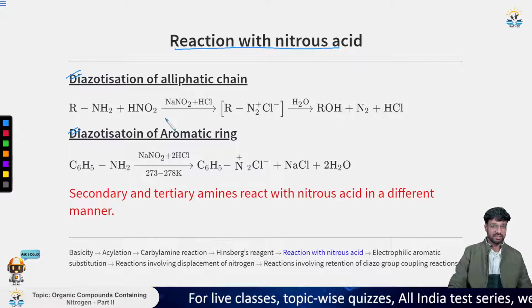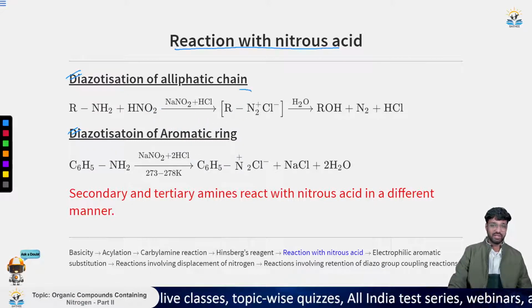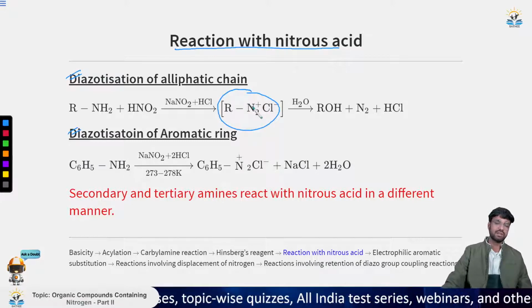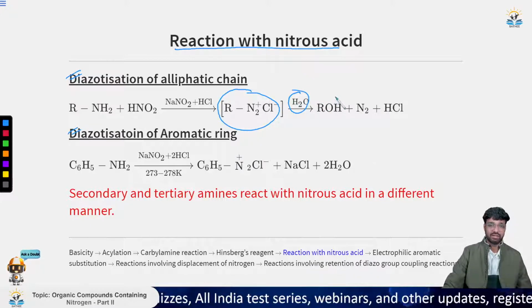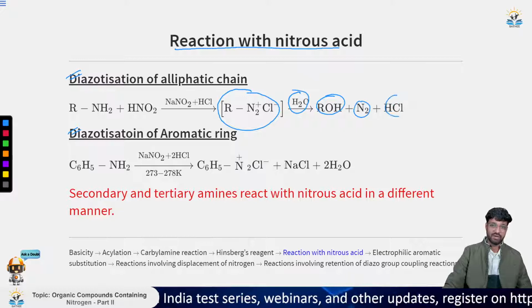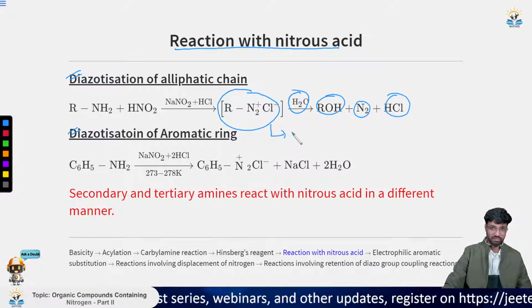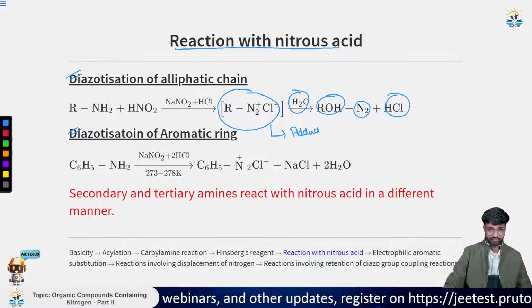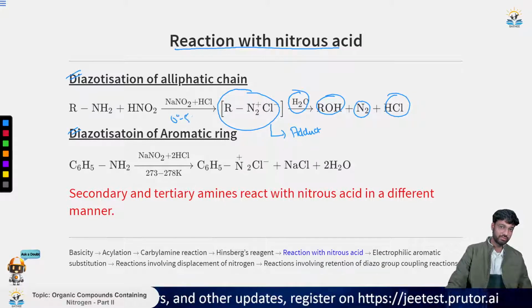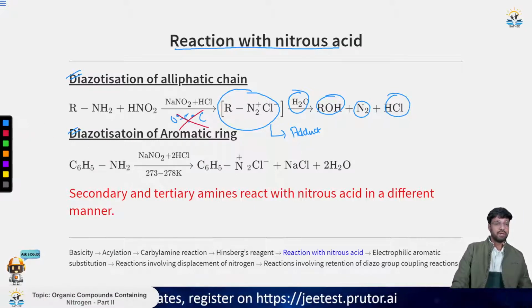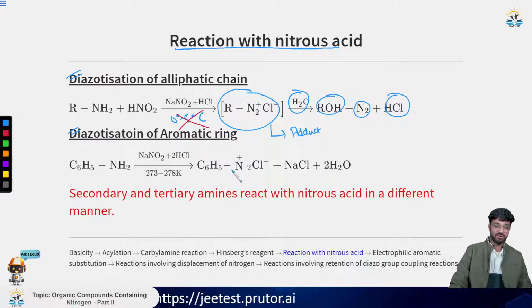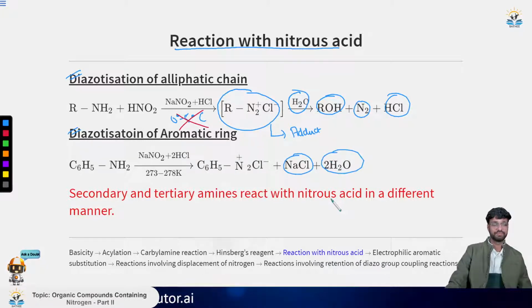If we do the diazotization of the aliphatic amine, it will give you a complex that is not stable, and as soon as it is brought in contact with water, it gives you alcohol and N2, HCl. So it forms a kind of adduct here, and it does not require low temperature also. Now, if you perform the same reaction with aniline, it will give you diazonium chloride, or more specifically benzene diazonium chloride, plus NaCl plus H2O.